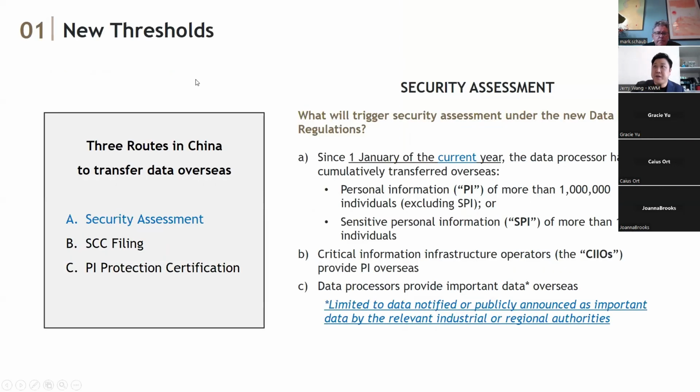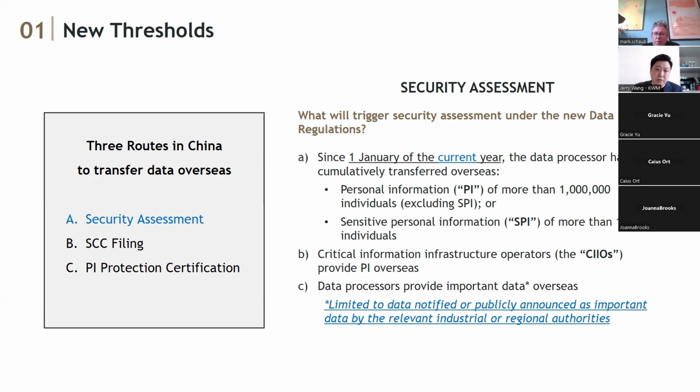Okay. After the introduction of the background, I hope it's helpful, let's look into the new rules. First of all, the thresholds triggering the different mechanisms for data export have been revised. For the highest level, the security assessment, essentially if a company is transmitting personal information of more than 1 million individuals, it will need to undergo the security assessment. And if a company is transferring sensitive personal information, for example personal IDs and biometric data, of more than 10,000 individuals, the security assessment will be triggered.